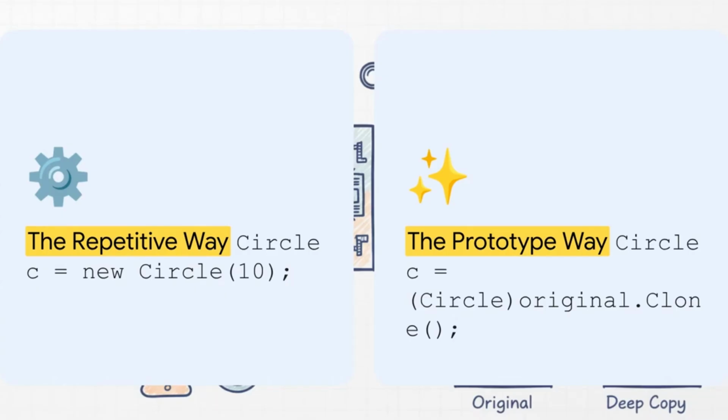Just look at the difference here. On the left, you've got the standard way, calling the constructor with new Circle. You might have a bunch of parameters in there, a lot of setup. But on the right, that's the prototype way. We've got our existing object, we call it original, and we just call Clone on it. That's it. All that complex setup logic is totally gone from our client code.